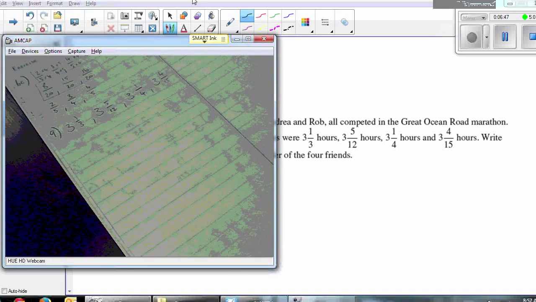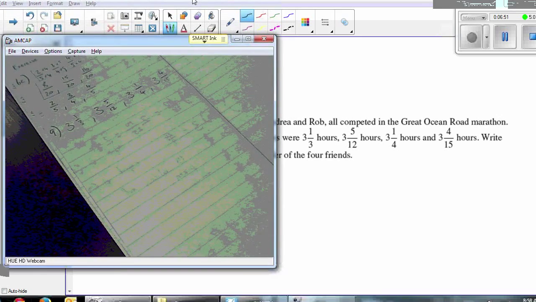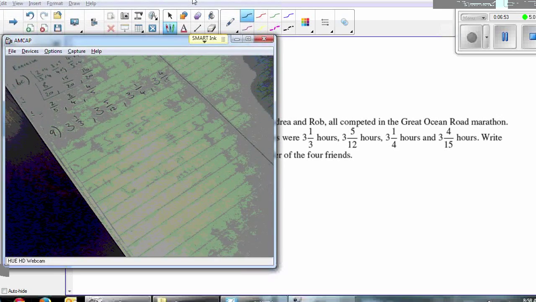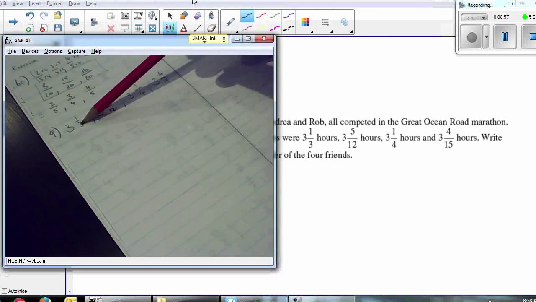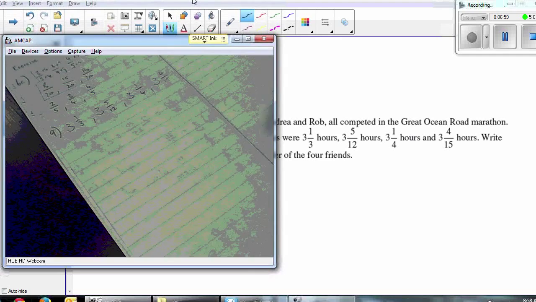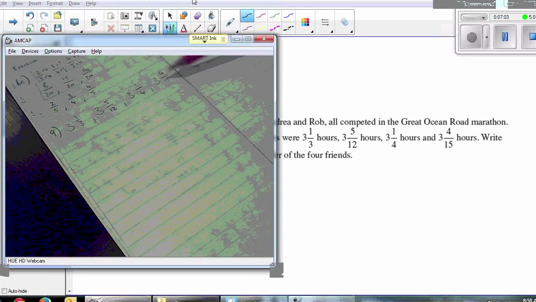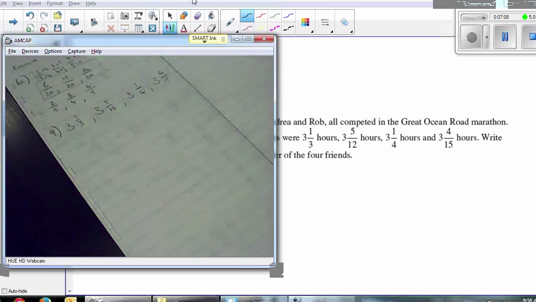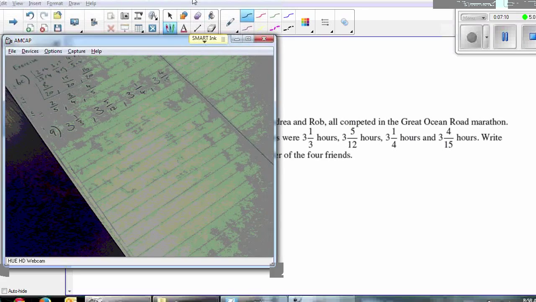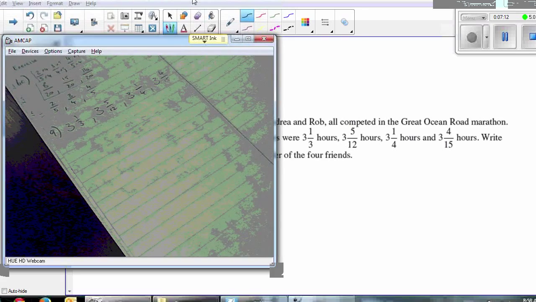Okay, so I need to find a denominator that's going to be common for all of these. All right, I can take 3 to 12. Okay, can definitely do that. And I can also take 3 to 15. 4 is a little bit trickier. Okay, we need to find a multiple of 4 that can make this a bit easier for us.